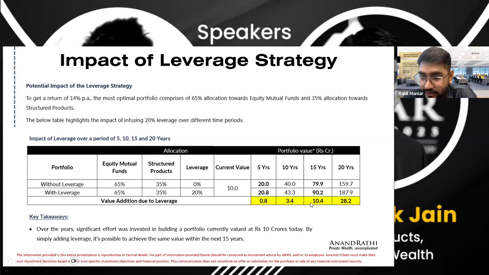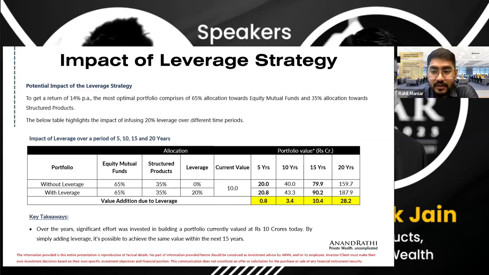So, point being made, today we have put in so much effort to create that 10 crore portfolio, right? The same 10 crore portfolio with that 20% exposure in the next 15 years can generate equivalent value as an additional value over and above your core portfolio by having that 20% leverage. That is the impact of the 20% leverage strategy on the portfolio over 5, 10, 15, and 20 years. Obviously, compounding, in 20 years it is 28.2 crores. This is the impact of the leverage strategy.